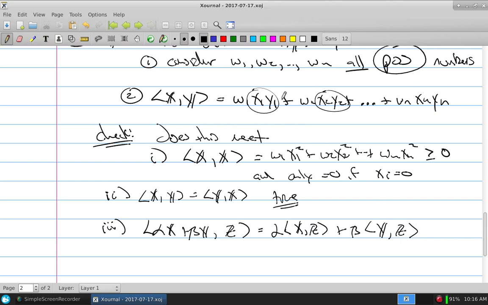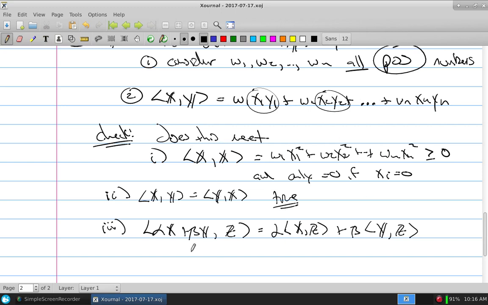What would be Y Z? Y1, Z1, Y2, Z2, right? And we would have all of those, this big thing, with all my weights, W1, W2, W3. And alpha, that would put an alpha on everybody. A beta, that would put beta on everybody.